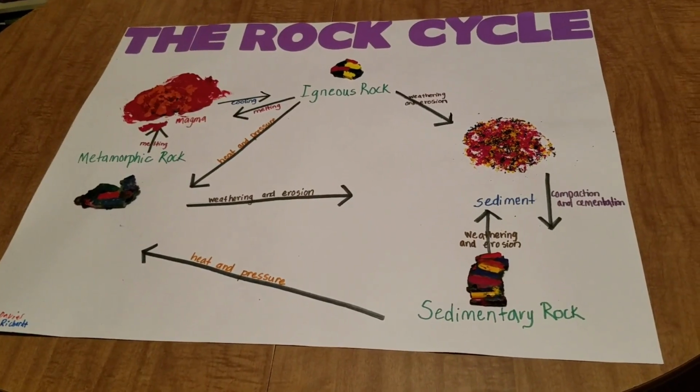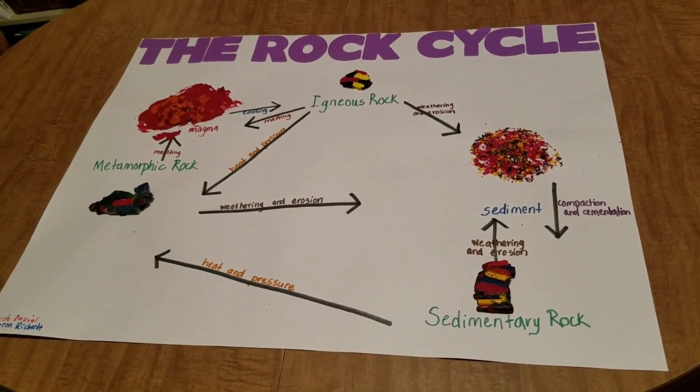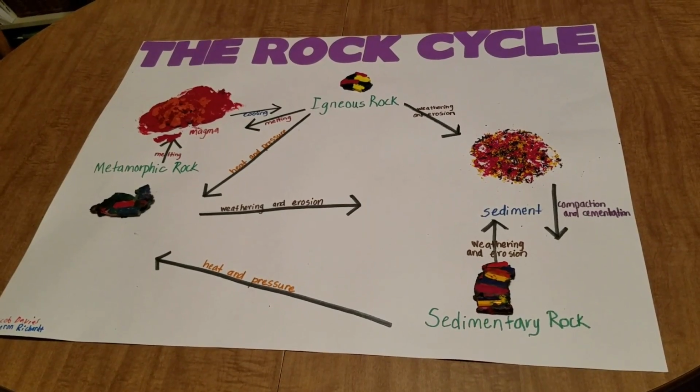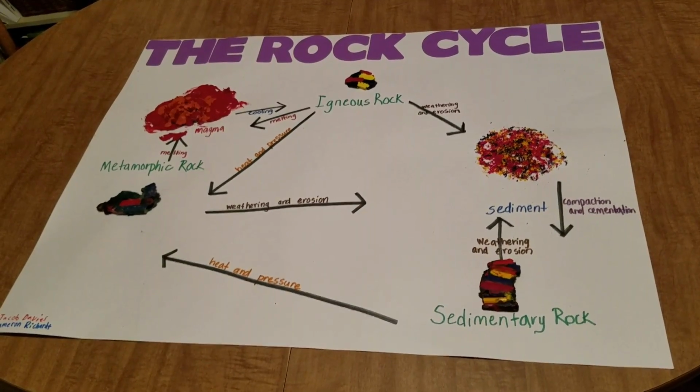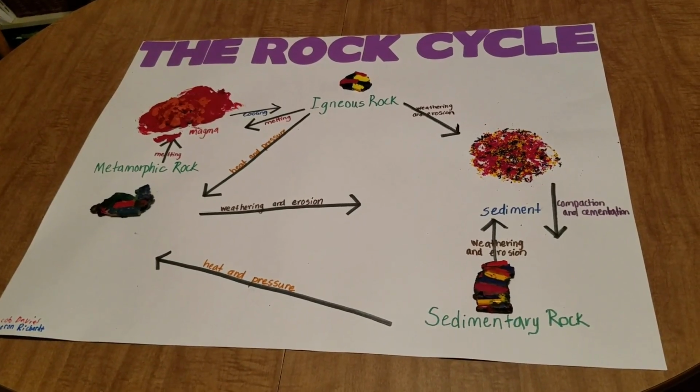Today we are going to tell you about the rock cycle. To demonstrate how different types of rocks are formed, we use crayons, red, blue, and yellow crayons that we melted, shaved, squished, and squeezed to show you how rocks end up the way they do.